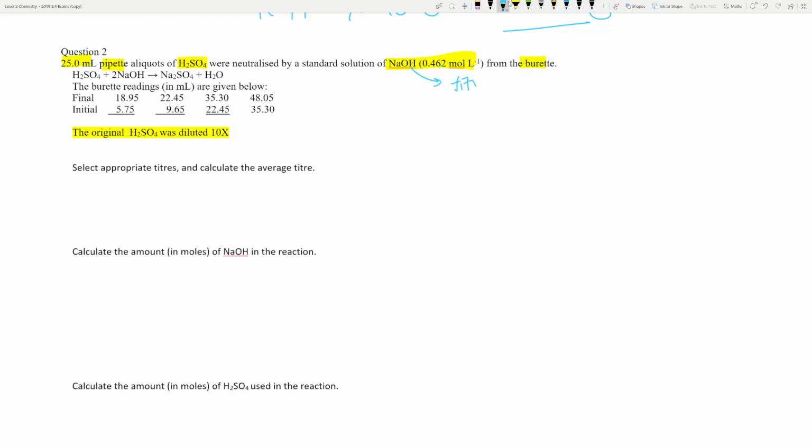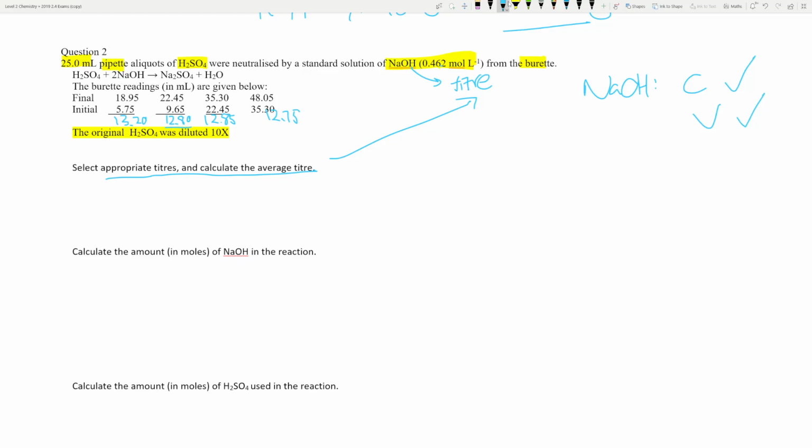We need the titer. So this titer that we're calculating is the titer for NaOH. So we know the NaOH concentration, and we know the volume from the titer. Okay, so which we can do here. This is going to be 13.20. This is 12.80, 12.85, 12.75. All right, so I picked some nice numbers.